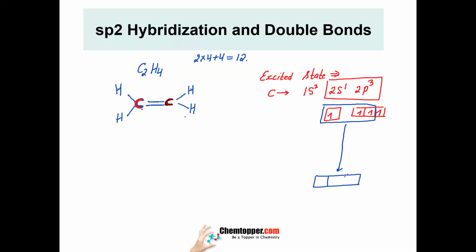And what is the name of these orbitals? You are mixing 1s with 2p's. What is the name? sp2. 1s with 2p's, I'm getting 3 sp2 orbitals. Each orbital has 1 electron.